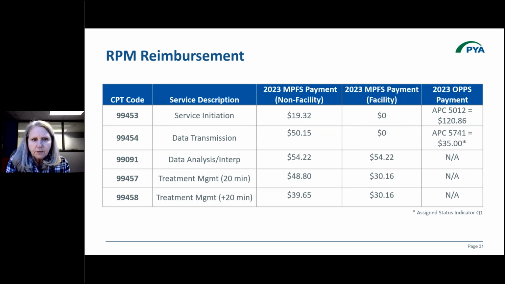For the codes 99453 and 54, for services furnished in a hospital outpatient department, they're tied to an APC. For 99453, it's APC 5012. The reimbursement there is $120. Note that 5012 is the APC for an office outpatient visit. And so if you are subject to the site of service differentials, remember 5012 is the one APC that will always reduce down to the lower rate when furnished in an off-campus setting.